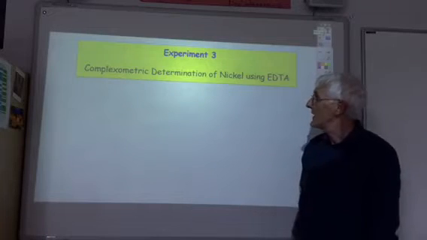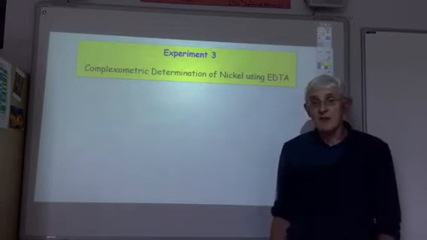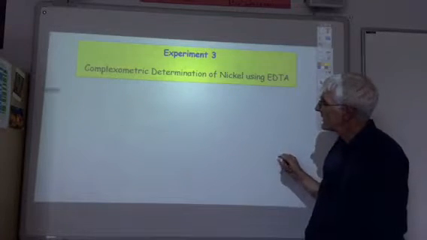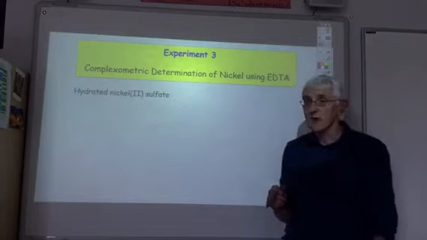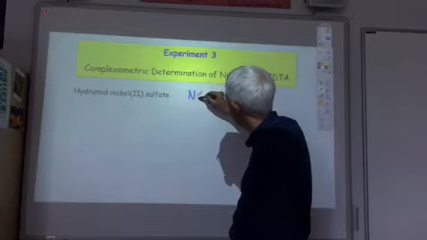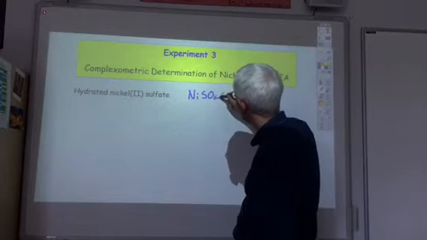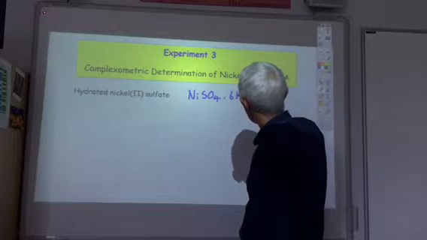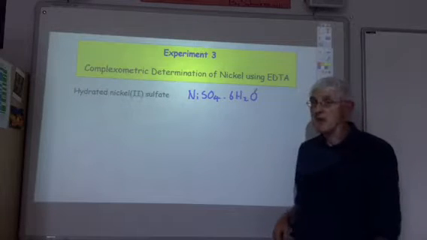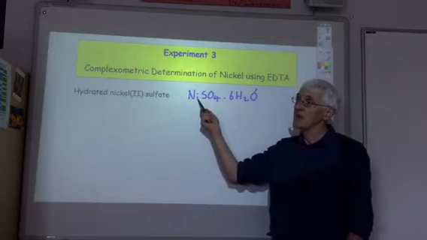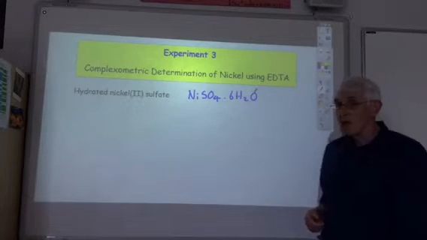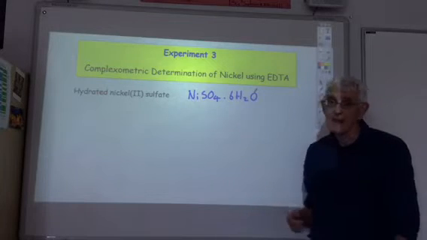In this experiment we're going to carry out the complexometric determination of nickel using EDTA. We're going to be working with the hydrated nickel sulfate salt, which has the chemical formula NiSO4·6H2O. The aim of the experiment will be to determine the percentage by mass of nickel in the salt, and we'll do this by carrying out a titration with EDTA.